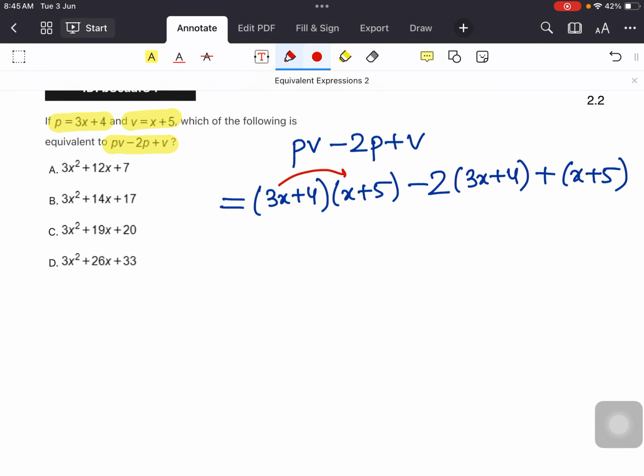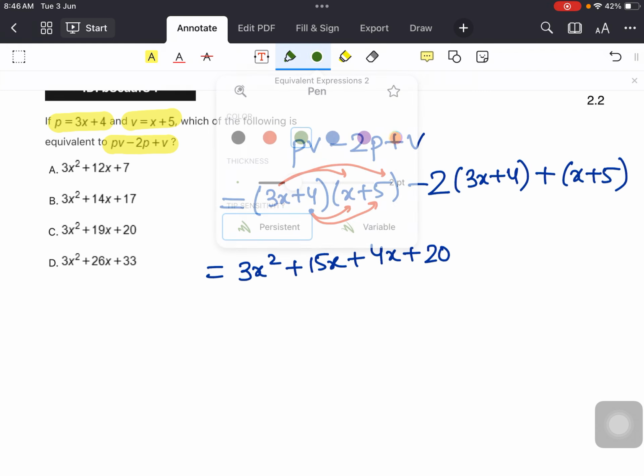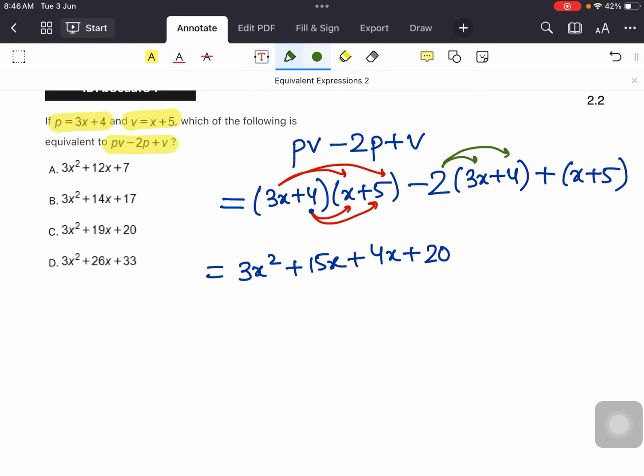First we have to multiply the two brackets together. So 3x into x will be 3x squared, 3x into 5 will be 15x, then the lower arrows we are going to work, so this will be 4x, 4 times 5 is 20. This is done. Now 2 times 3 and 2 times 4 we are going to do, but with minus sign. So minus 2 times 3 will become minus 6x and minus 2 times 4 will become minus 8. The last one we follow as it is because there is nothing to multiply.